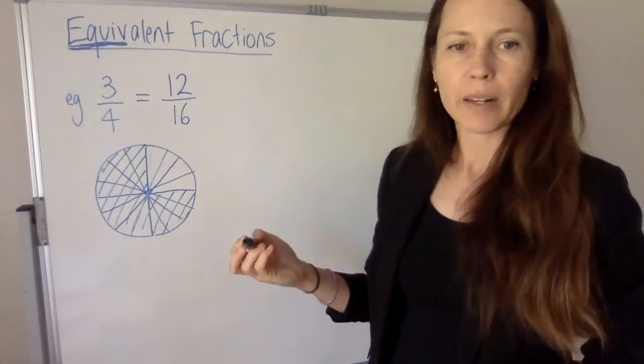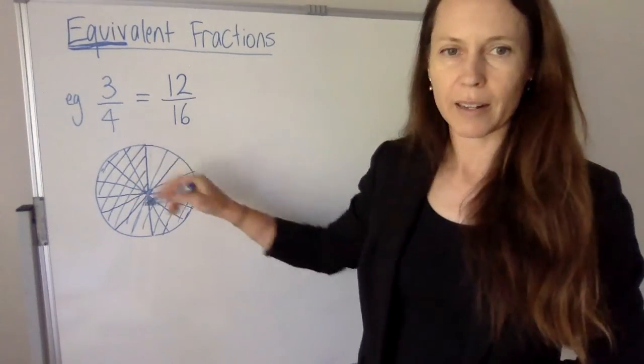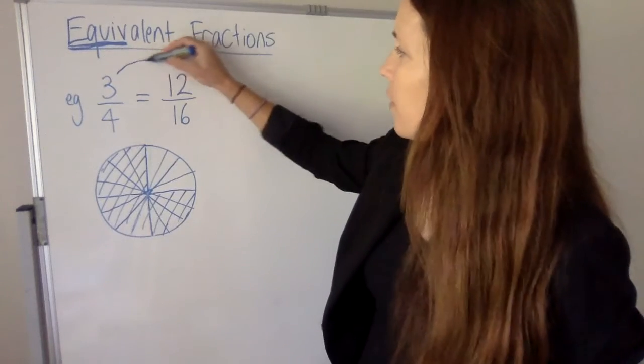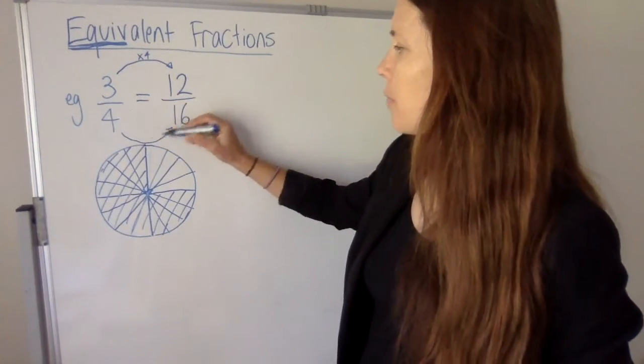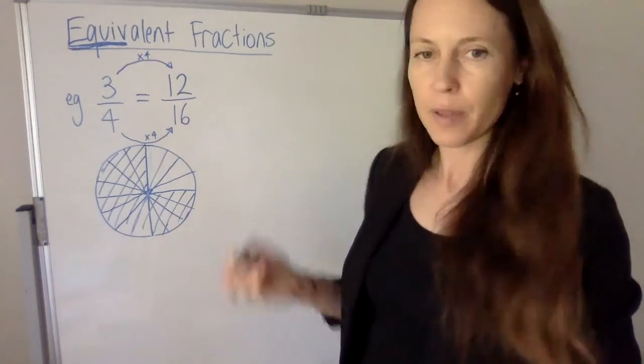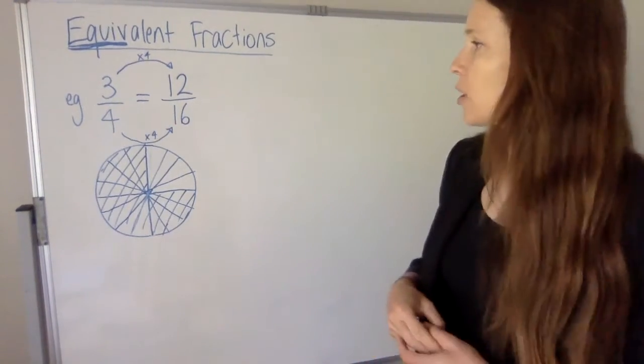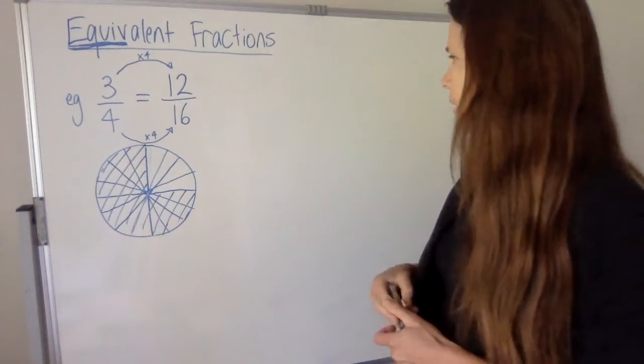Now, to look for a quick way to do it so that you don't have to always draw it out and cut it up, you can think, what have I multiplied the top by here? And what have I multiplied the bottom by here? They have to be the same thing. As long as they are the same thing, you will have equivalent fractions. And it works with dividing as well.